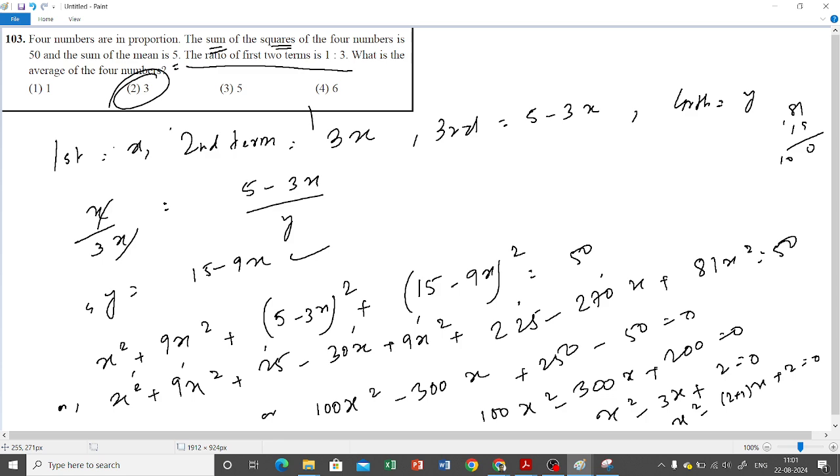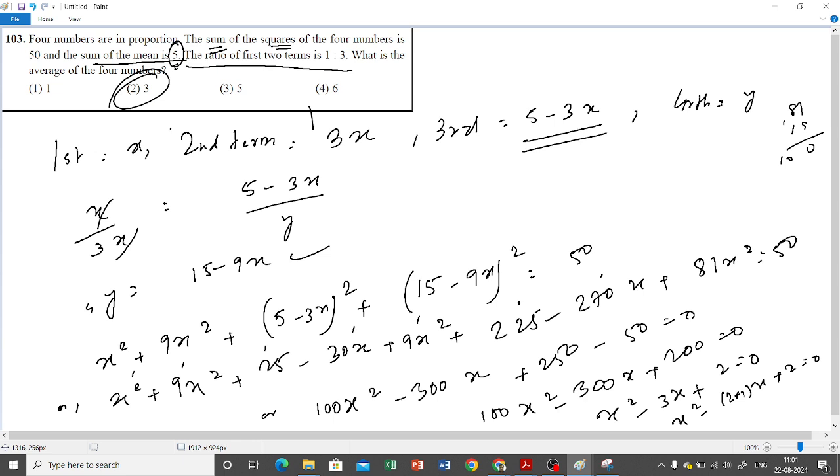Yes, sir. I'm listening. So if the first term is x, the second term is 3x. Now it is given that the sum of the means is 5. What is the mean? The mean is the sum of the second and third term. So if the second term is 3x, the third term is going to be 5 minus 3x.